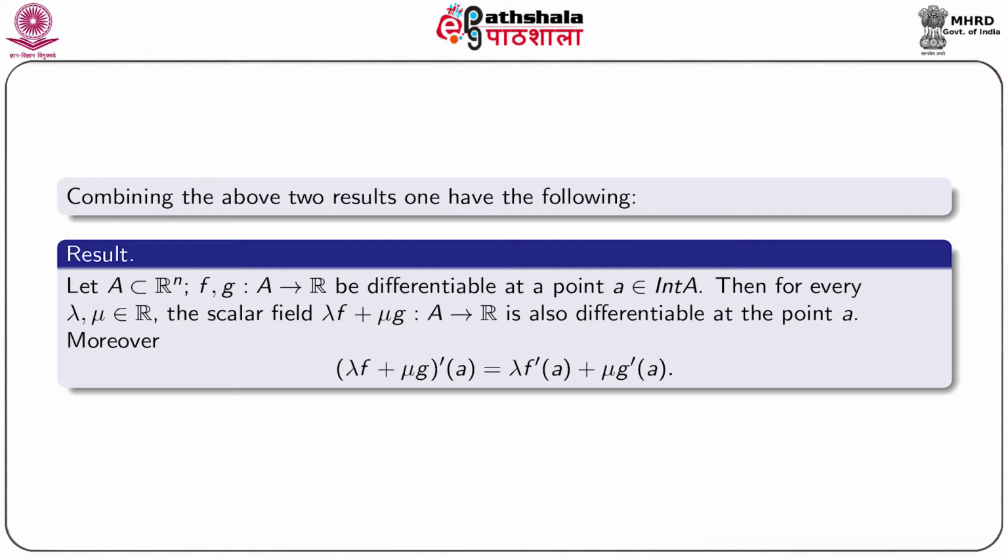We have a generalized version of this. Combining the above two results, we have the following. Let A be a subset of R^n, f and g two scalar fields defined on A which are differentiable at a point a, which is an interior point of the set A. Then for every pair of real numbers lambda and mu, the scalar field lambda f plus mu g from A to R is also differentiable at the point a. Further, we have (lambda f plus mu g)'(a) is nothing but lambda f'(a) plus mu g'(a).